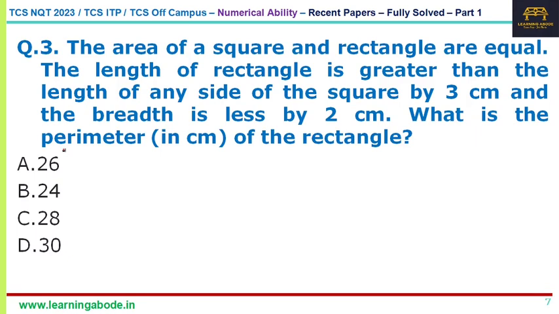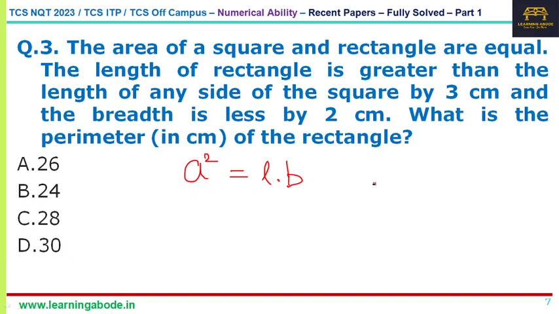Now the third question: the area of a square and a rectangle are equal. Let me write it down first. The area of a square you can write as A squared. That is equal to the area of a rectangle, which is L into B, and it is also given that the length of the rectangle is greater than the length of any side of the square by 3 meters.